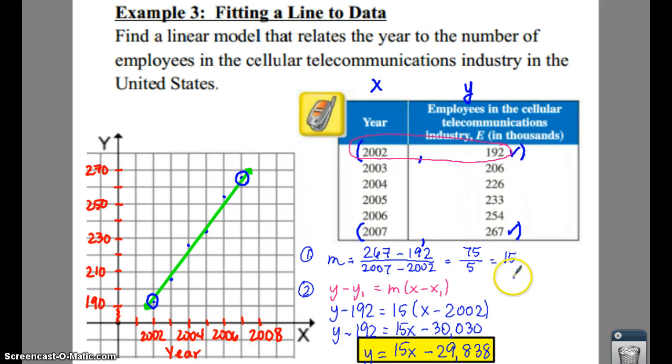Now, let's backtrack a little bit. What do you think your m represents? If these are your y values on top, which would be your employees, and on the bottom is your year, your slope means they added 15 employees per year. Only 15? Gosh, I thought telecommunications was going up big time. Oh wait, 15,000 employees each year. That makes a difference. But notice we're not putting 15,000. So make sure you interpret your graph, and once you get your answer, pay attention to whether it makes sense.